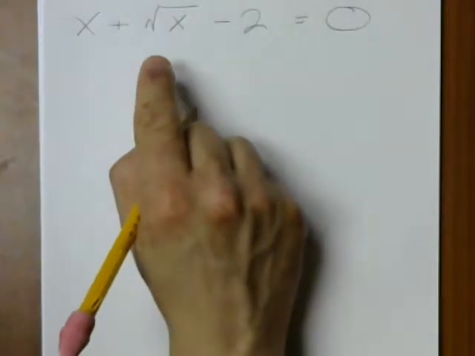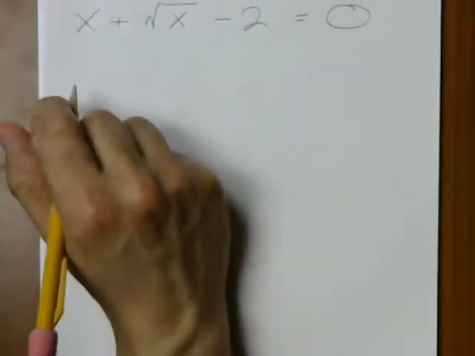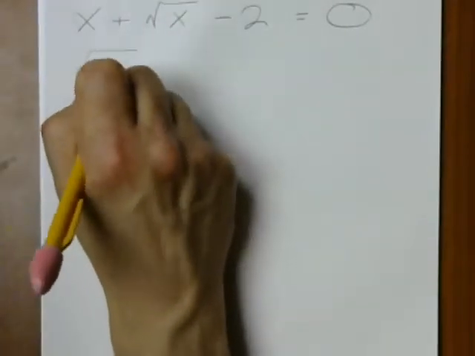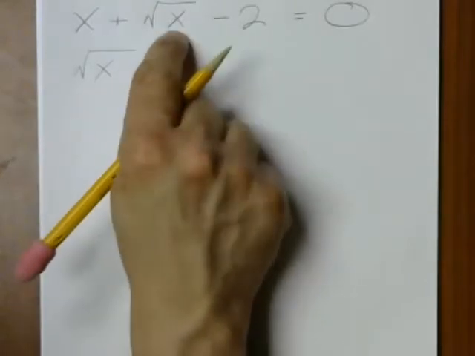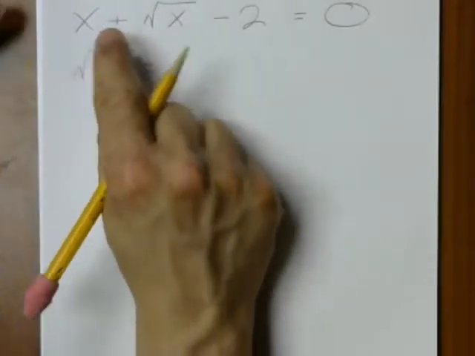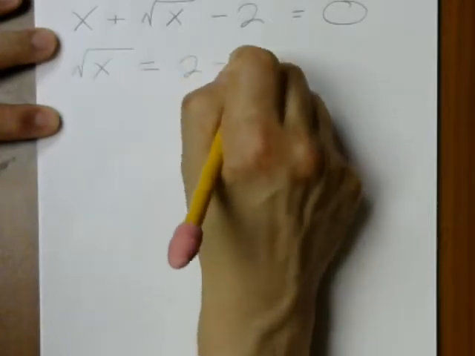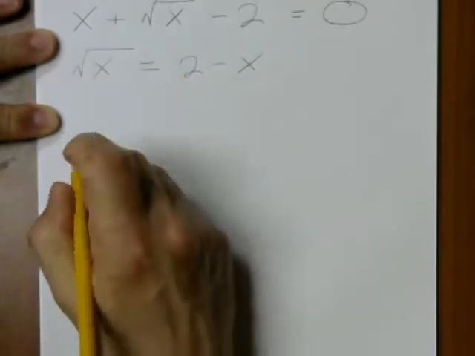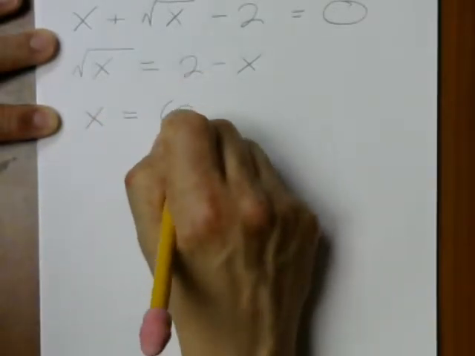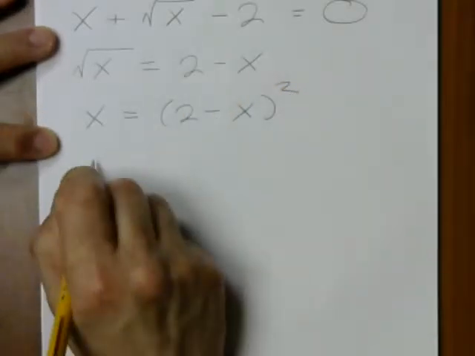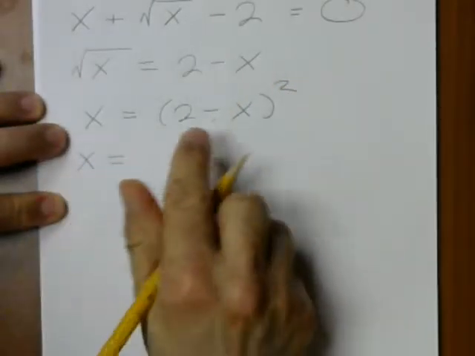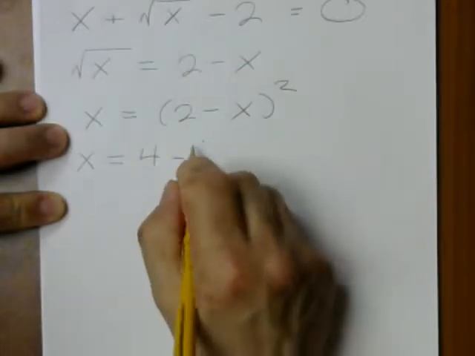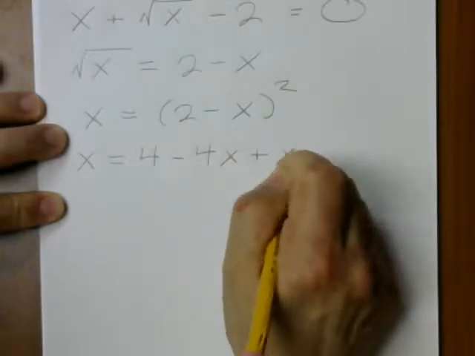One thing I can do is isolate the radical and solve this without using substitution at all. If I keep just square root of x on the left, and I move this to the right, I add 2 to both sides, and I subtract x from both sides. Now, I can square both sides, and I get x equals 4 minus, let's see, I'll have 2x and 2x, so minus 4x plus x squared.